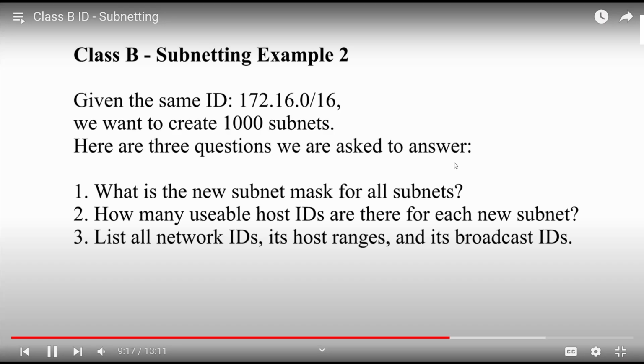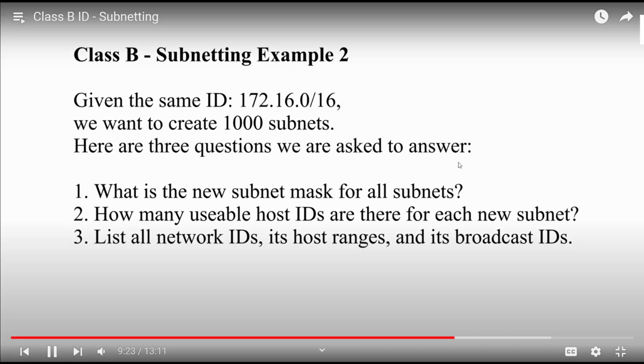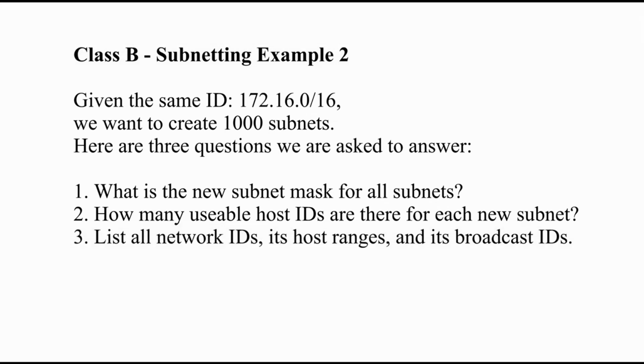Now, let's look at example 2. We will move fast. Given the same ID, we want to create 1,000 subnets. Here are 3 questions we are asked. 1. What's the new subnet mask? 2. How many usable host IDs are there for each new subnet? 3. List all network IDs, the host range, and broadcast IDs.